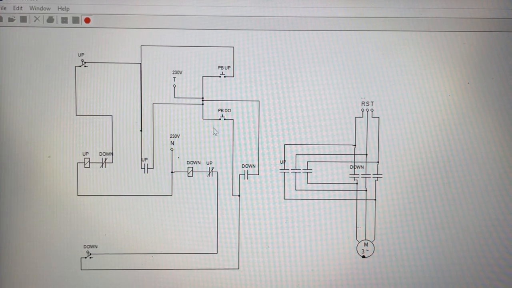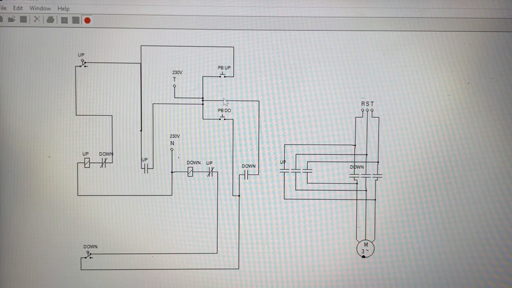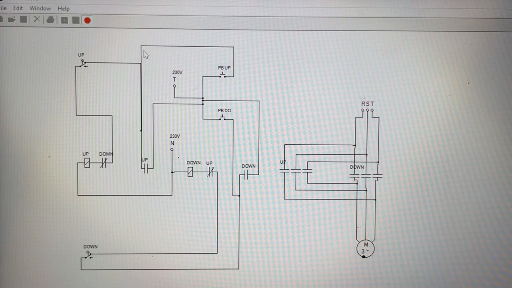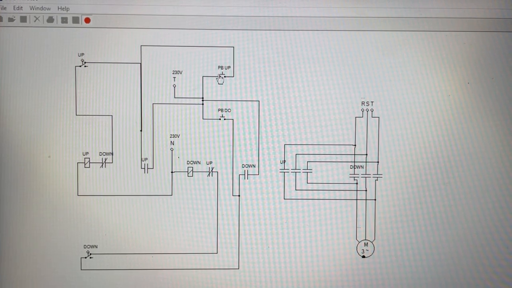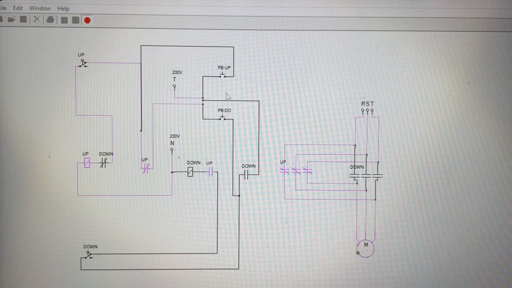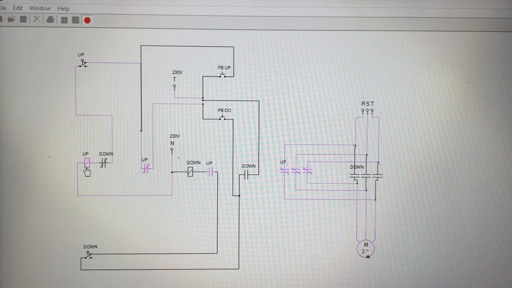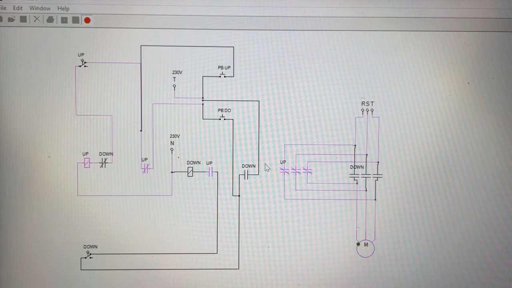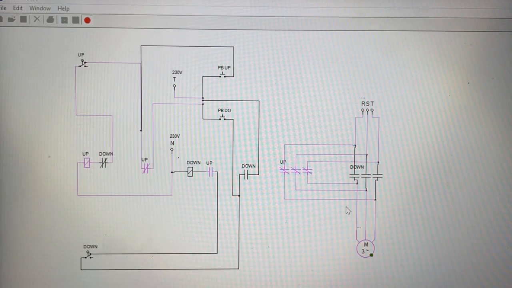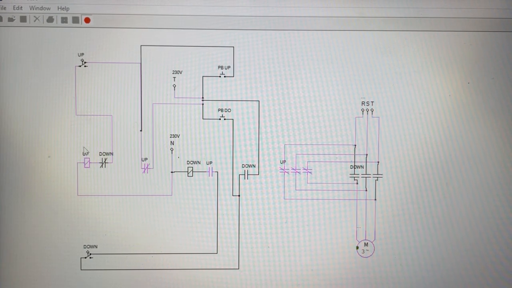Also we have push buttons for up and down. So let's push up direction push button. See, if I press up direction push button, the drawing you can see here, it is moving anti-clockwise. So just think, now the up relay, up contactor coil energizes and supply is moving to the motor. So just think, lift is moving in up direction.